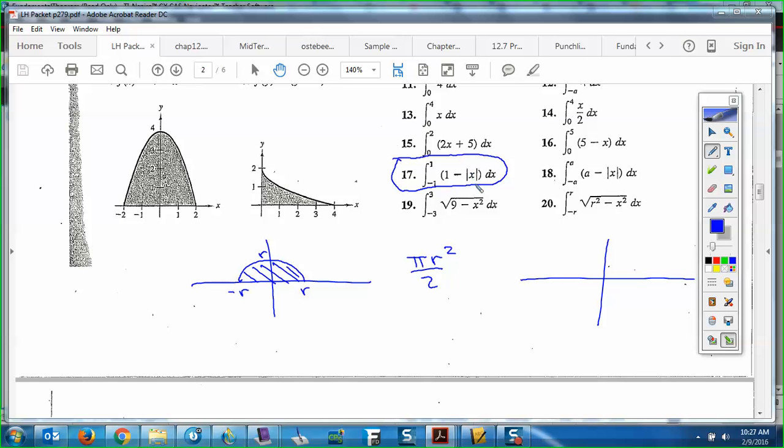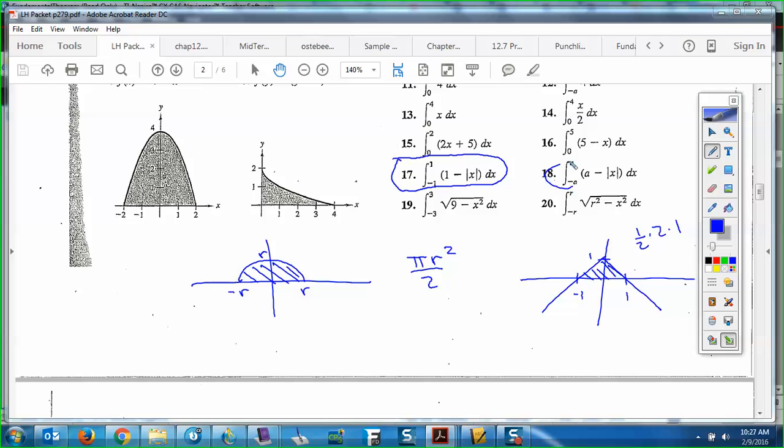That's a V graph upside down, shifted up 1. So it would simply be this. And right there is -1, and right there is 1. So isn't it just that triangle? Which is 1/2, base is 2, height is 1. So that's just 1, right?